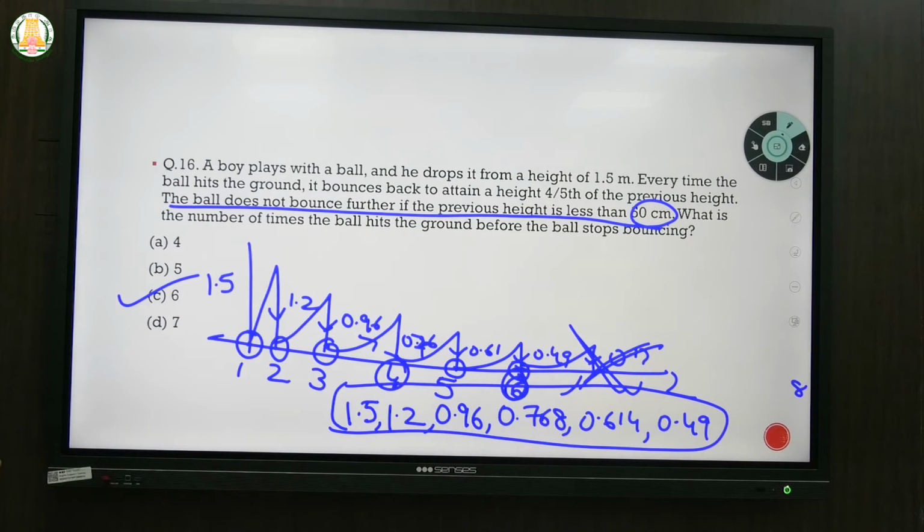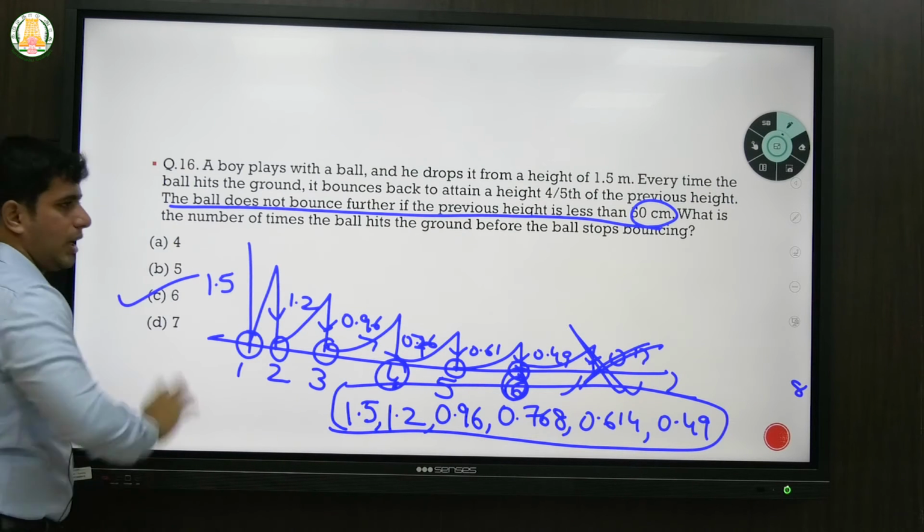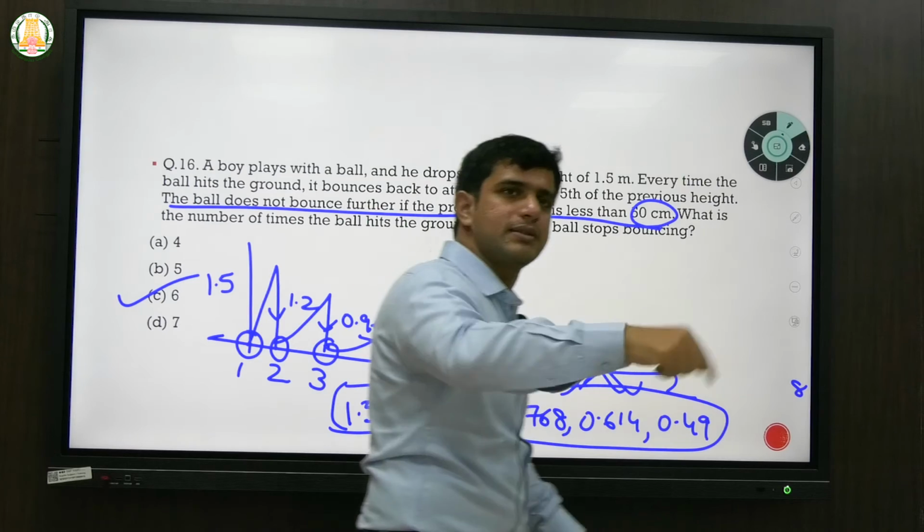Okay. I hope it is clear. Any doubts? So the answer is 6. It dribbles 6 times and stops.